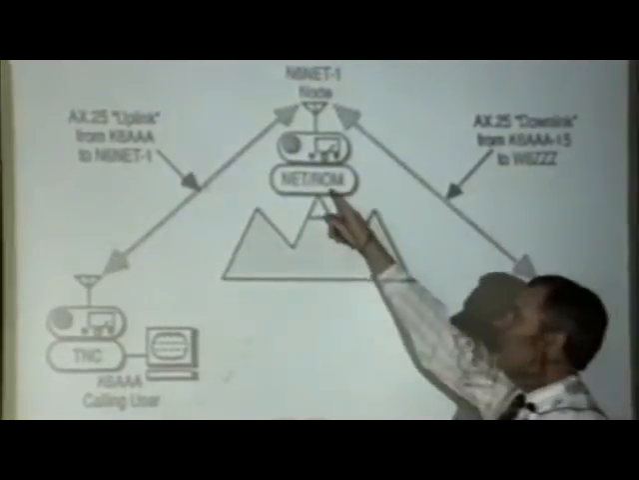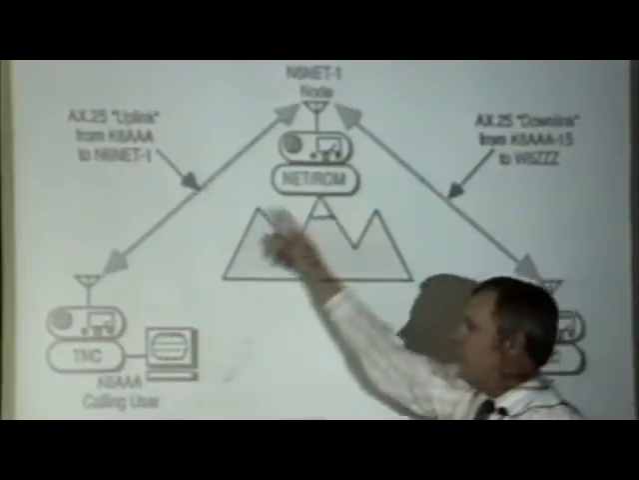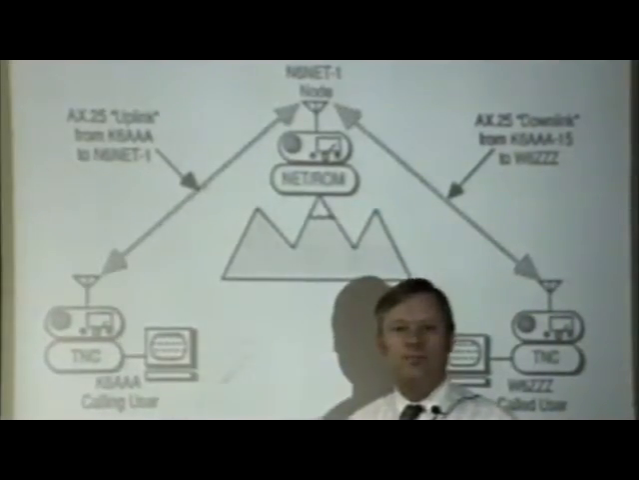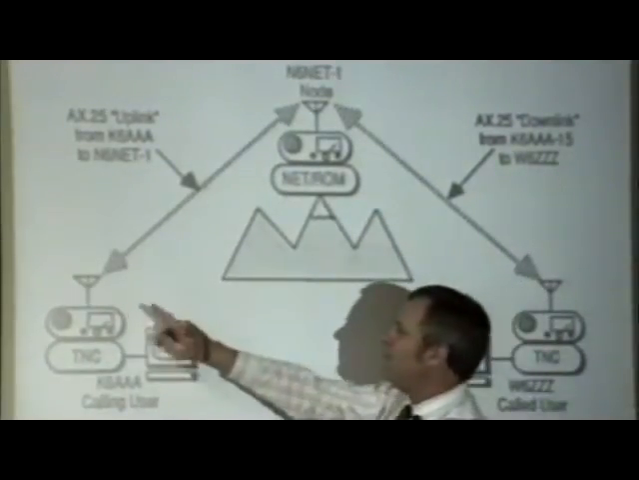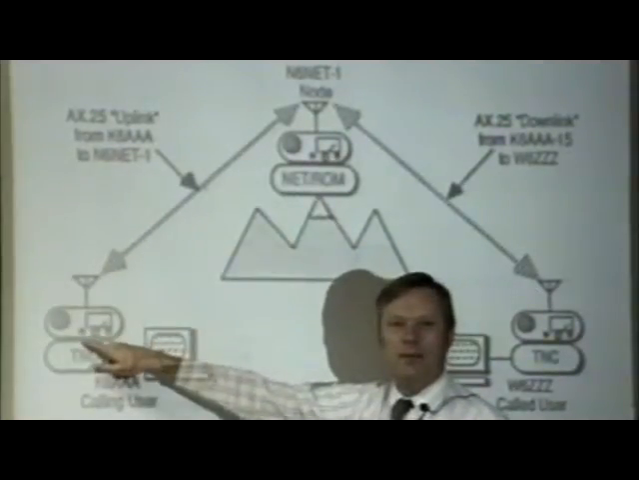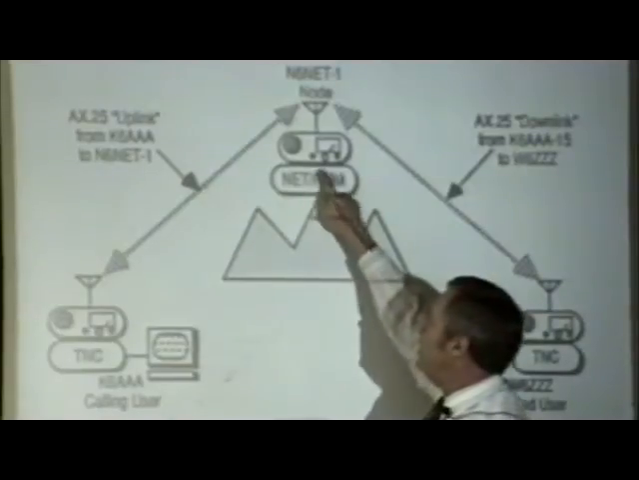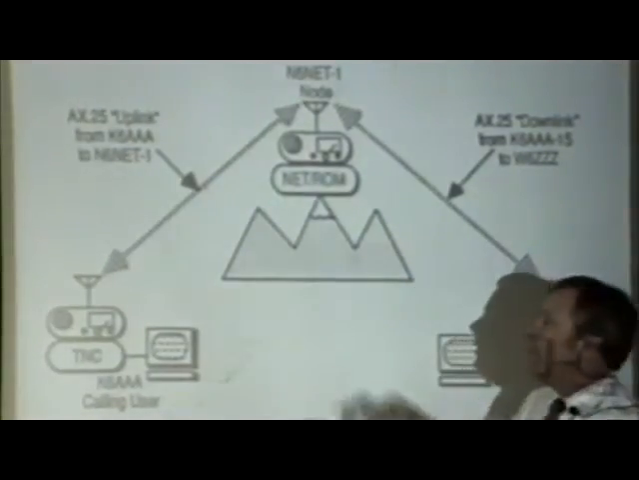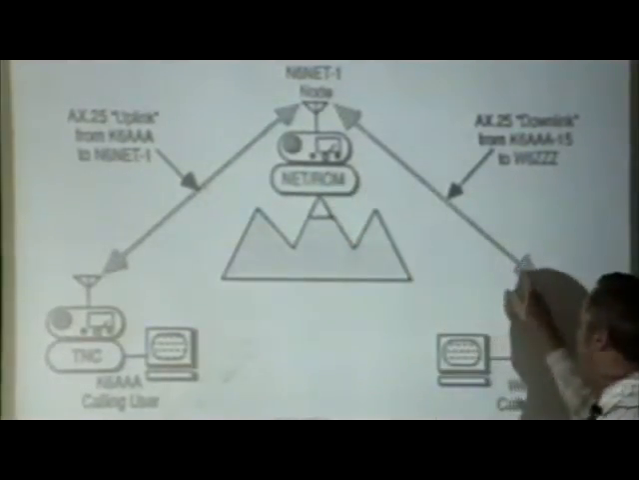W6ZZZ answers with a UA. The node then tells me, link complete. Now I type something and it comes up to here and I get an acknowledgment back. Now it's sitting in this buffer. Now the node transmits to W6ZZZ.